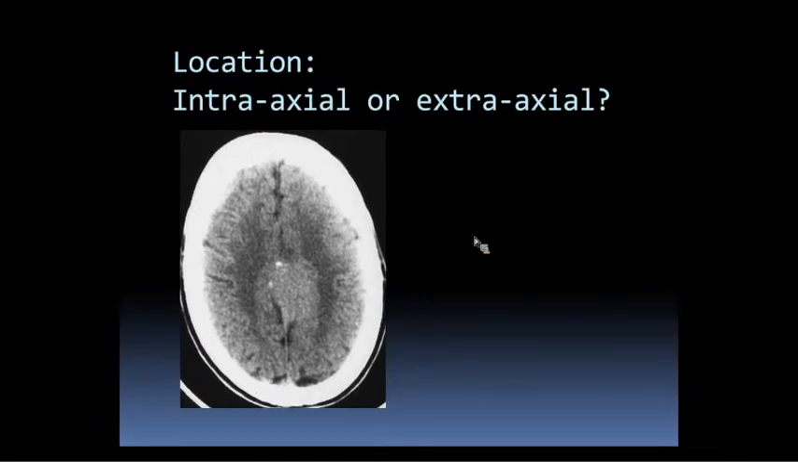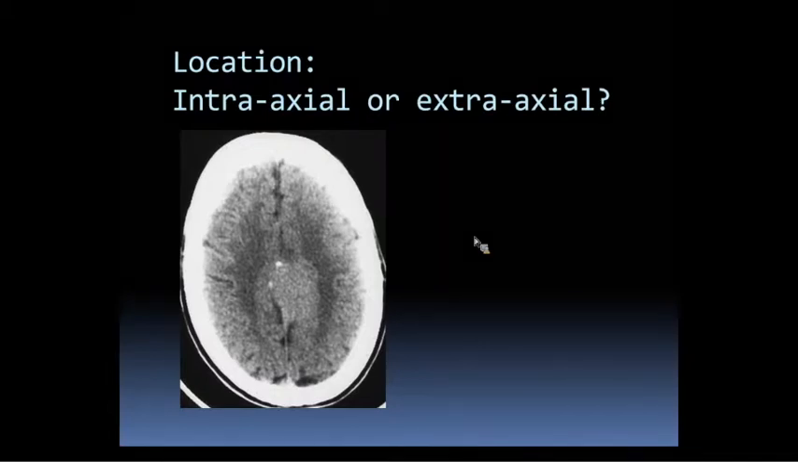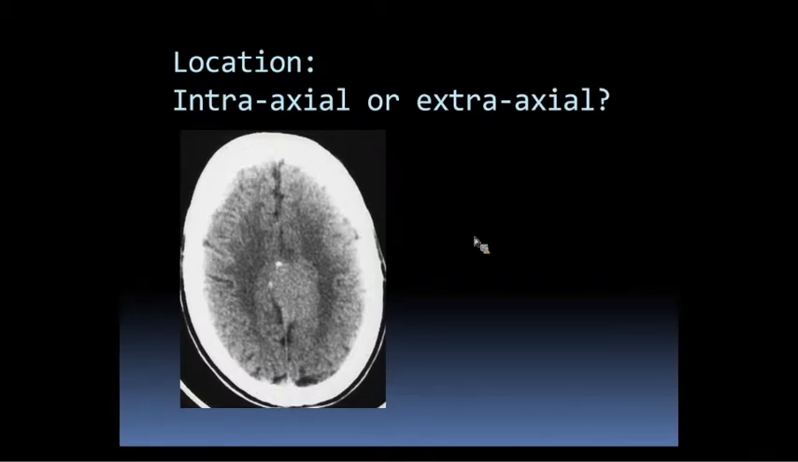Can you explain what it means to be, yeah, so intra-axial means a lesion arising from the brain parenchyma versus a lesion arising outside the brain, either from the meninges or dura or something outside. So do you think this is coming from outside or inside the brain?